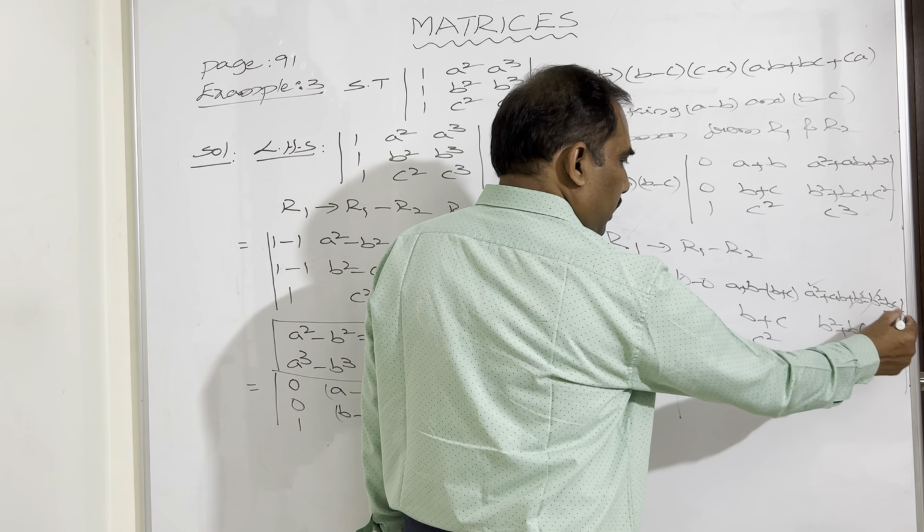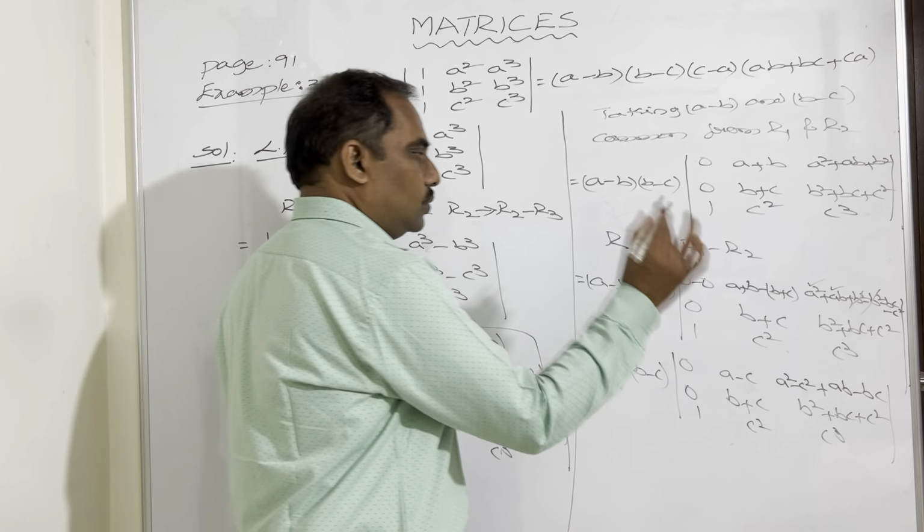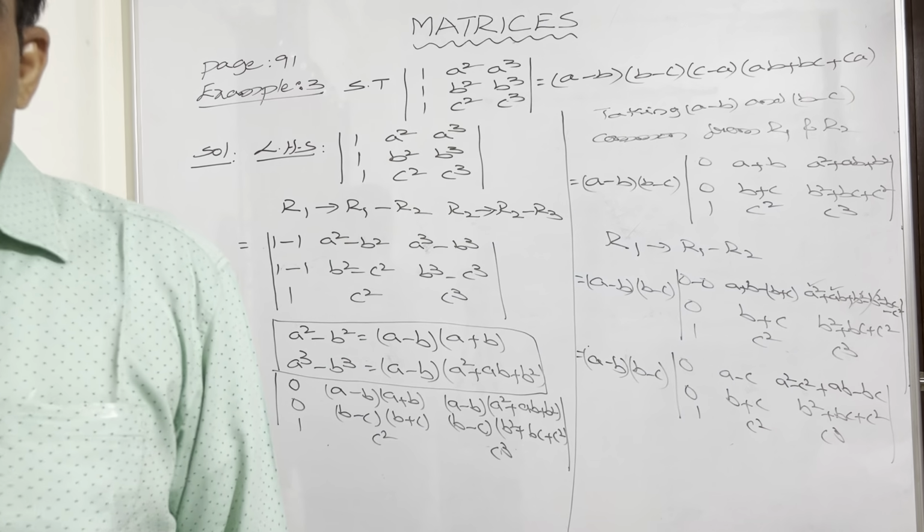And here plus ab and minus bc writing. Plus ab minus bc. And 0, here b plus c. So this is b square plus bc plus c square. And 1, c square, c cube. So these two rows are written as they are.